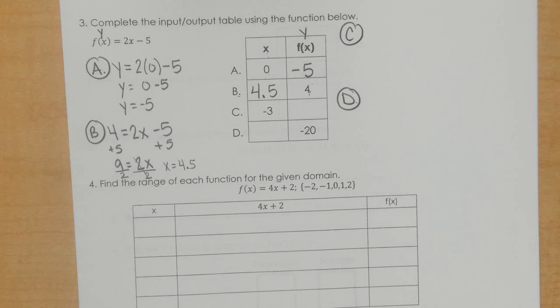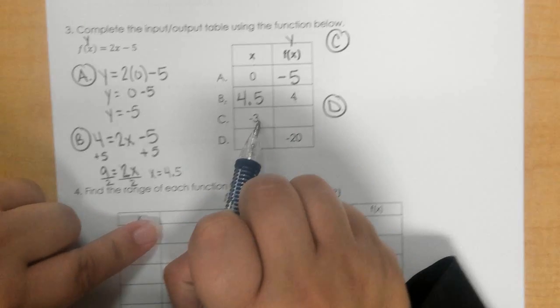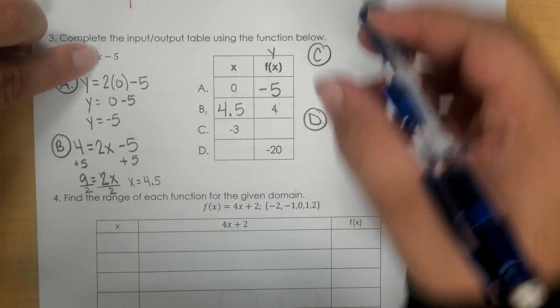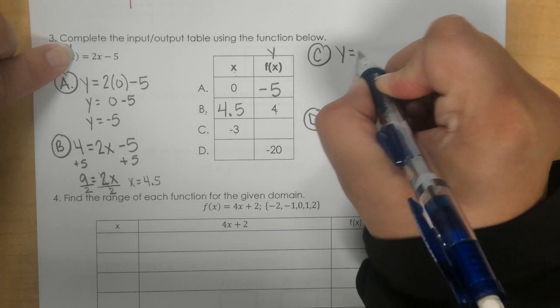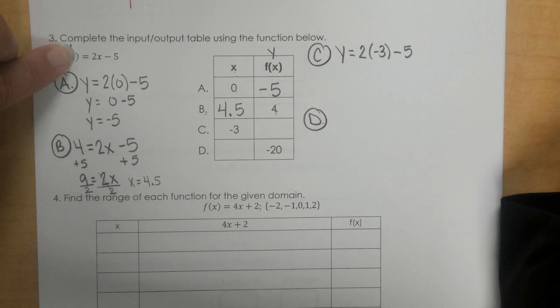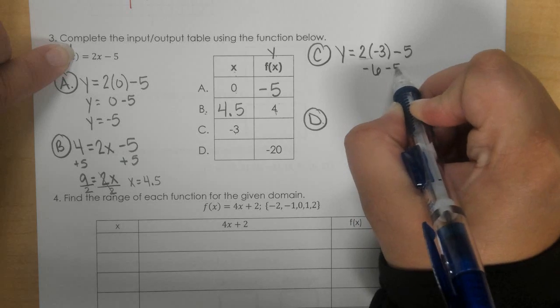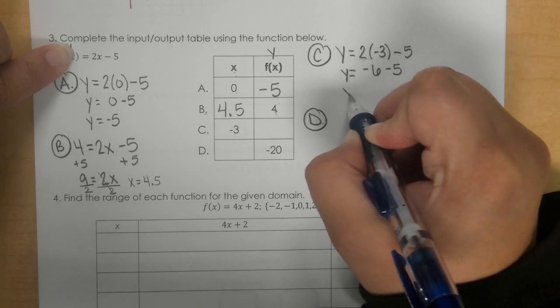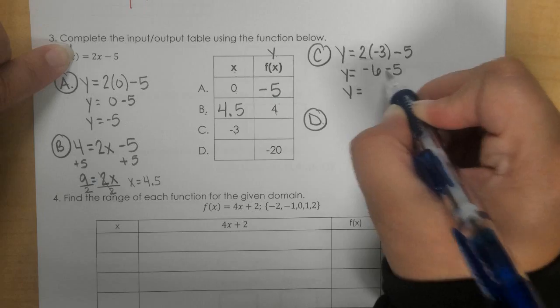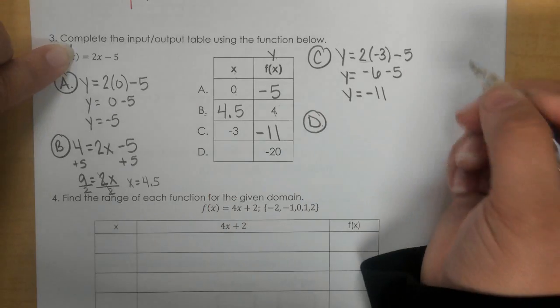Okay. Then for C, we're given -3 under the x. So I'm plugging -3 in for x over here. So I would have y equals 2 times -3 minus 5. So if I multiply, I get negative 6 minus 5. And that means I'm going to add and keep my sign. So that's negative 11. Okay.